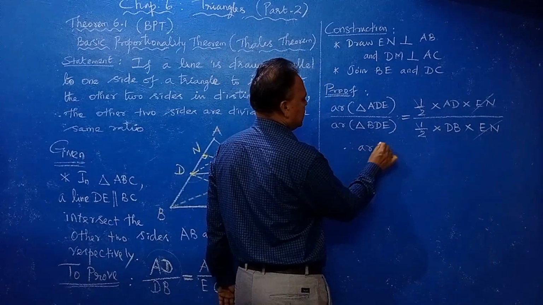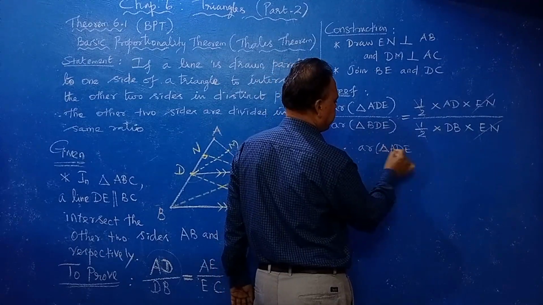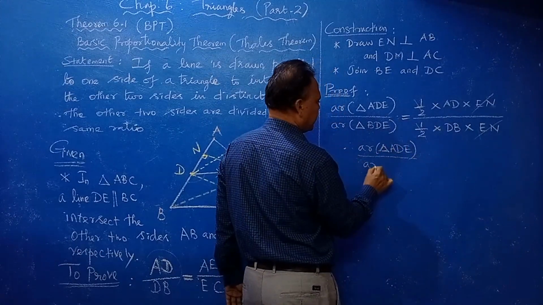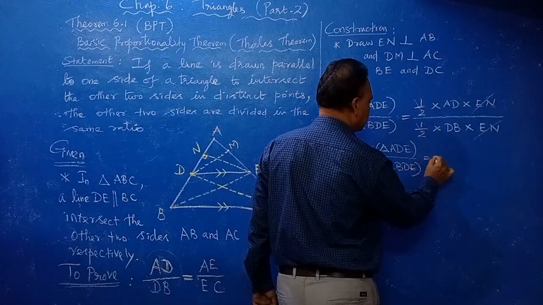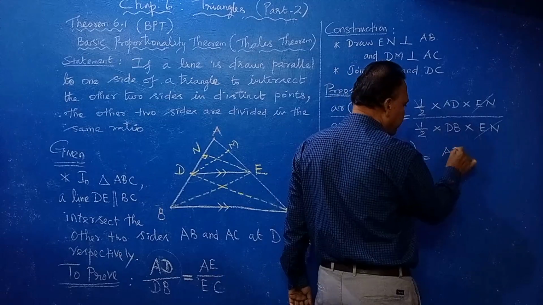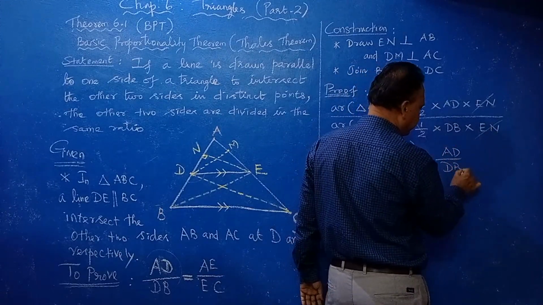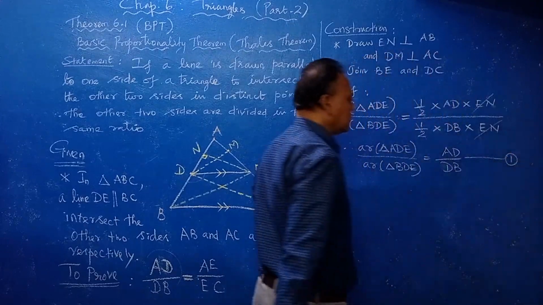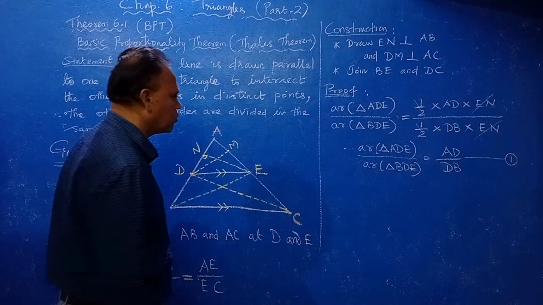This can be written as area of triangle ADE by area of triangle BDE is equal to AD by DB. AD by DB. This is 1 you take. This is 1. Clear?